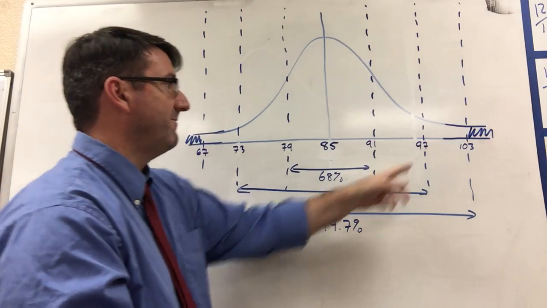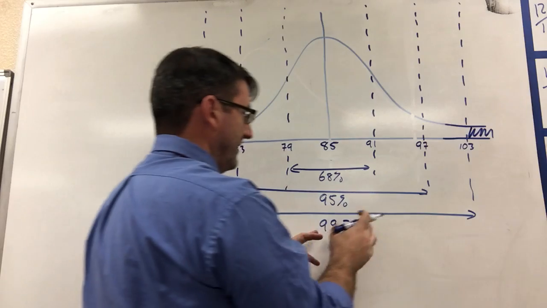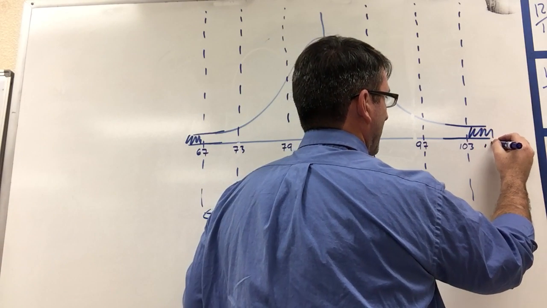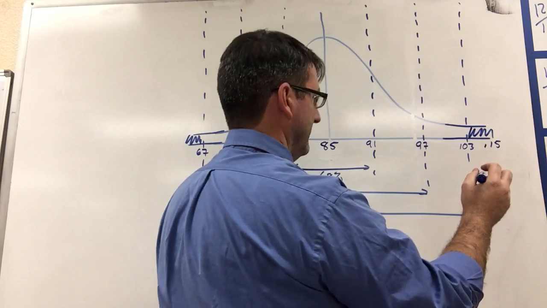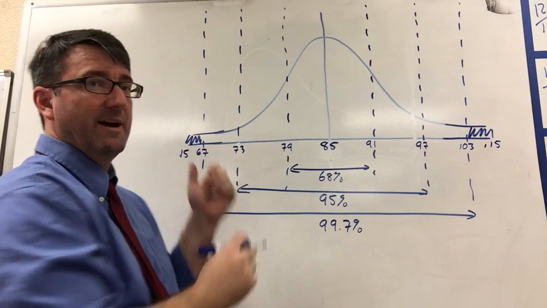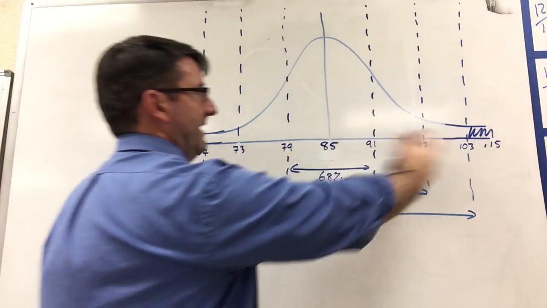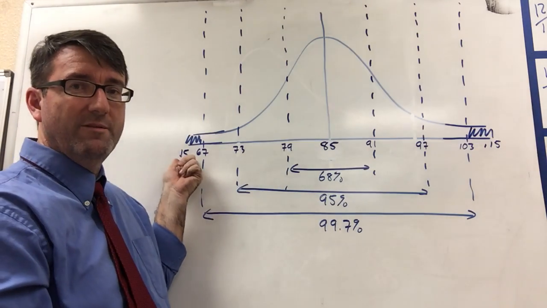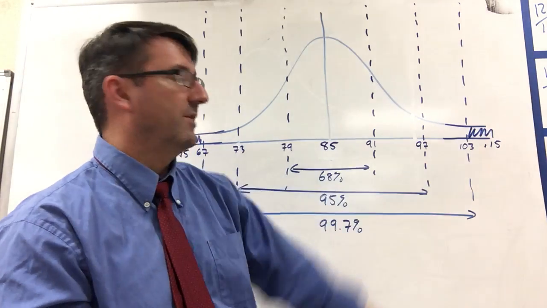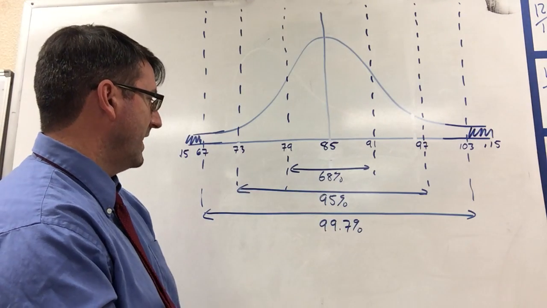And so half of those 0.3% are going to be over here. So that's 0.15%. And 0.15% is going to be down here. So everything, all times except for this 0.15% are going to be greater than 67.